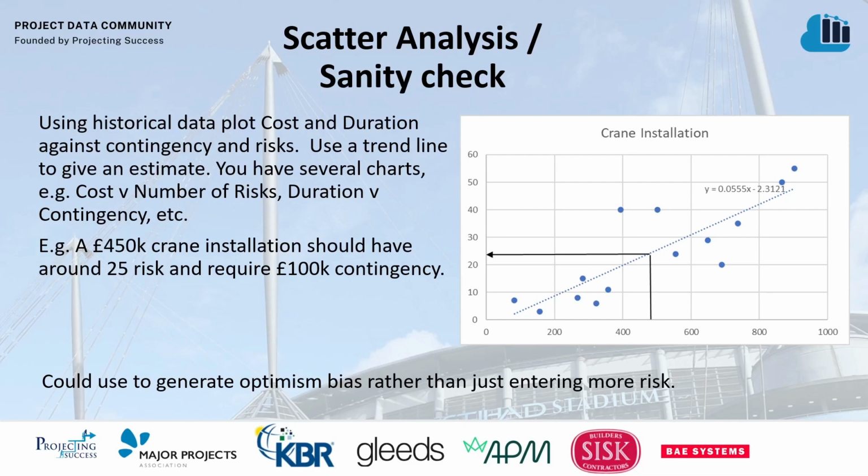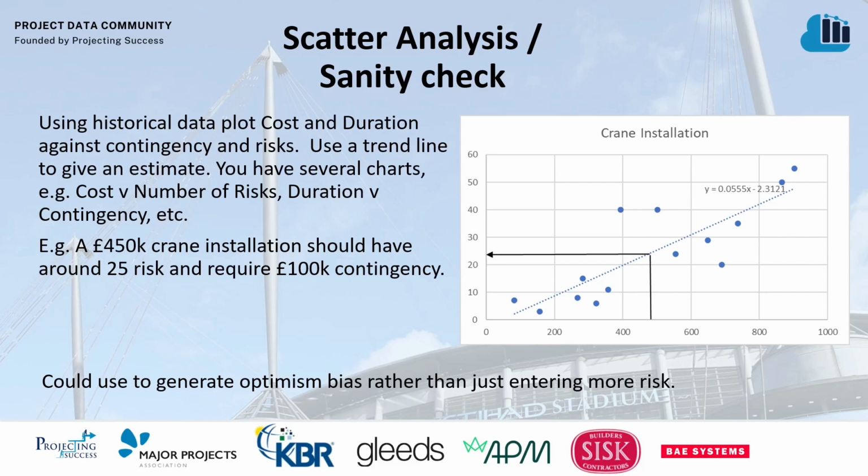These data sets could be shared between organizations, giving us a broader data set on which to base the risks. We can also use scatter charts to do a sanity check. So we could trend or plot cost and duration against risk and uncertainty, or number of risks and level of contingency, various combinations of those, which then allows us to draw a trend line. The trend line can then be used to give us some estimation of how long something should take or how much contingency is required.